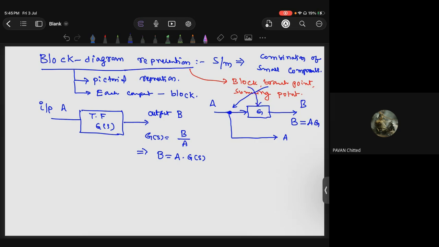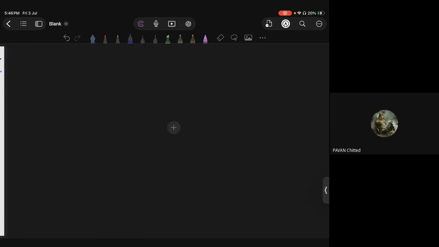Now the same thing we can also write like this. If you have two signals, A, and let's say I'm giving B here, what will I get here? A minus B. This is called the summing point. Now let us see. We already know. Is there any doubt in this? Let me explain again. We'll come back here.